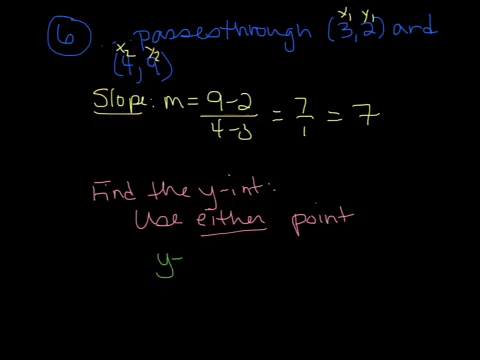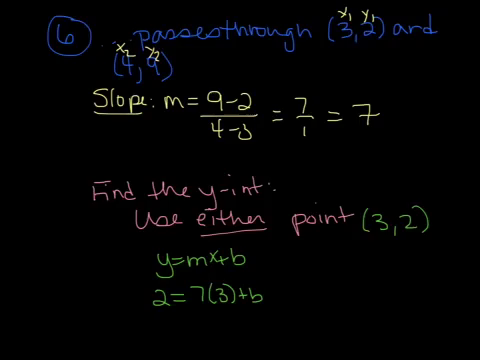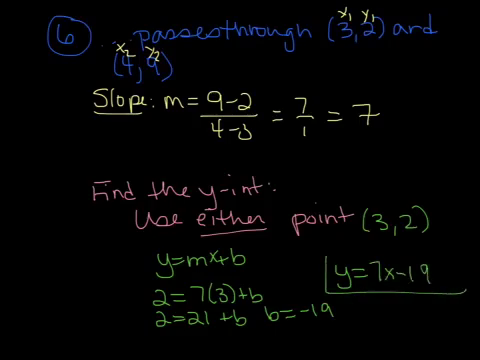So we're going to use y equals mx plus b. I'm going to use the 3, 2. So I put in 2 for y, and the 7 I just found is going to be my m. 3 is going to be the x, and then I'm going to find b. And once I solve that out, I do find that my b is negative 19. So now I have my b, I have my m. I'm going to get y equals 7x minus 19. And we're done.